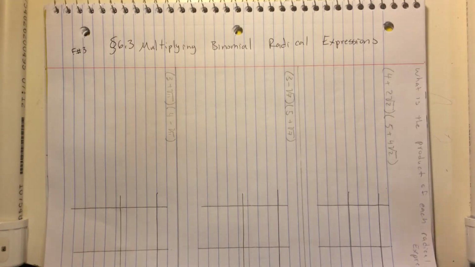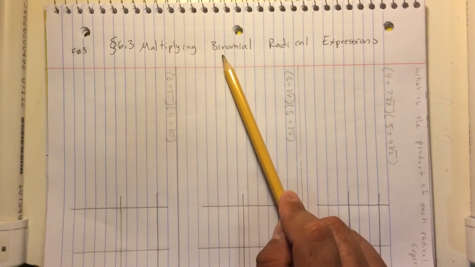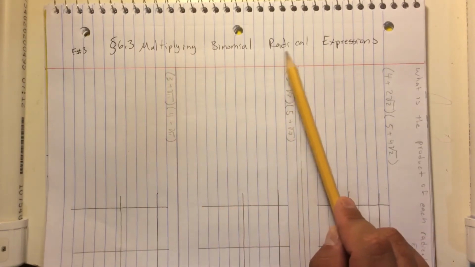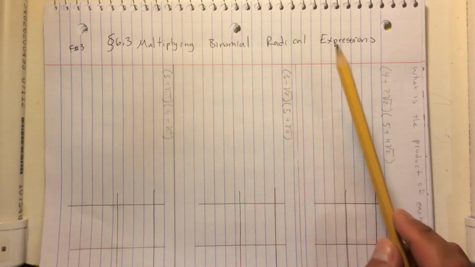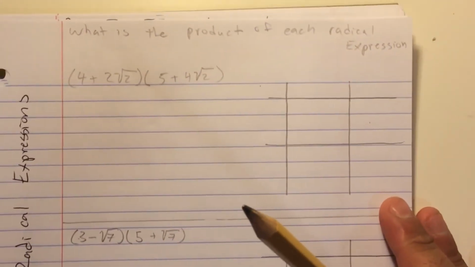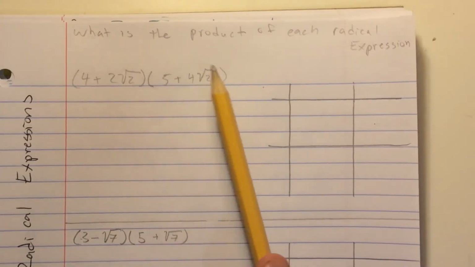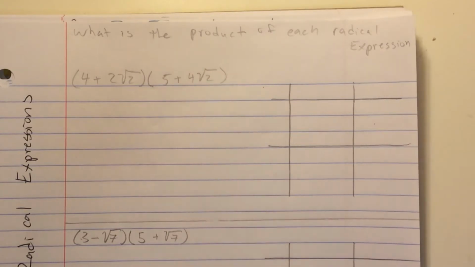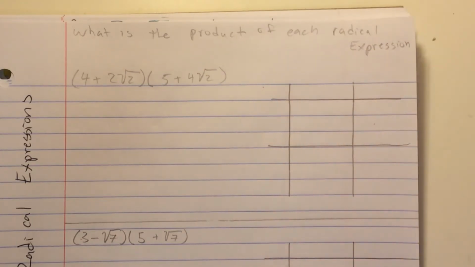This is our third foldable. This is section 6.3, multiplying binomial radical expressions. So we have to look into, once again, what a binomial was. If you remember, a binomial is an expression of two terms. So 1, 2, 1, 2. These are our two binomials that we're going to be multiplying together, and it's asking what is the product of each radical expression.